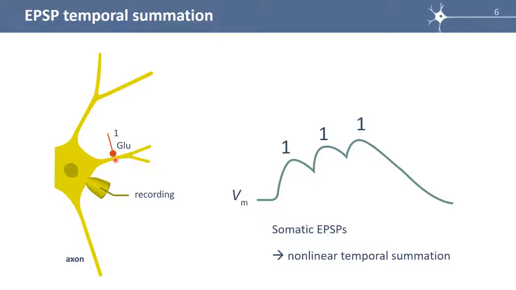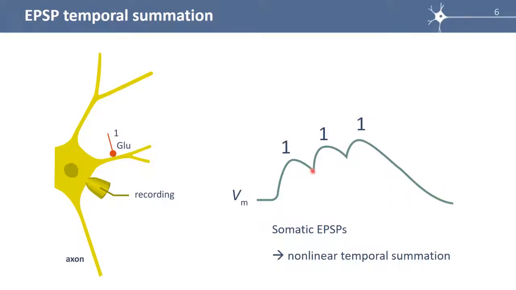There is a different form of summation which is called temporal. It happens when the same synapse is active several times in a row. So now let's record the effect of this synapse in the soma, whole cell recording, current clamp mode to record the changes of membrane potential, and the synapse is active once, twice, and 3 times at very close times.